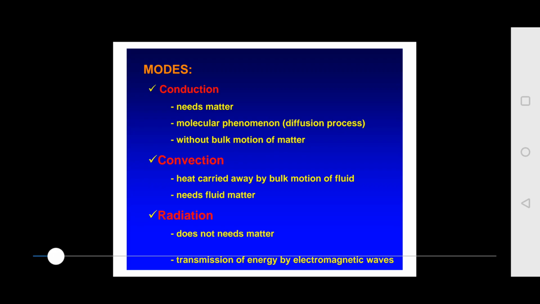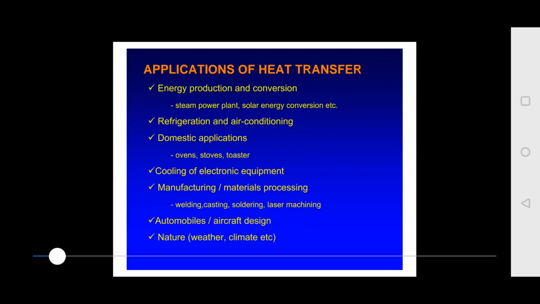And then we have radiation. Radiation does not need any matter. It takes place due to the transmission of energy by electromagnetic waves. And then there are several applications of heat transfer: energy production and conversion, steam power plants, and solar energy conversion. Heat transfer is mostly used in the chemical process industries, such as the use and design of heat exchangers for different heat transfer applications. So there are several applications across industries.